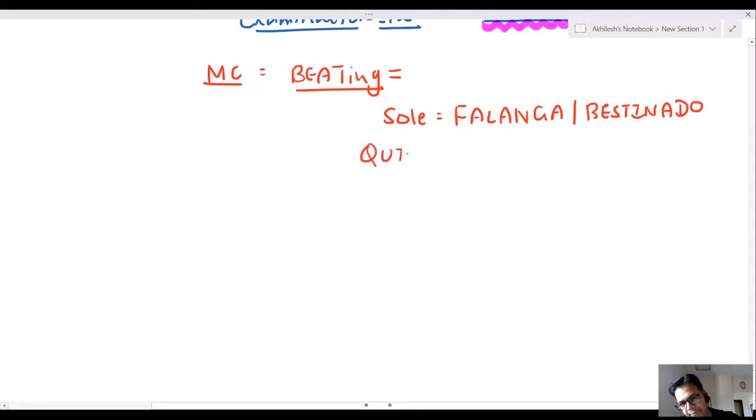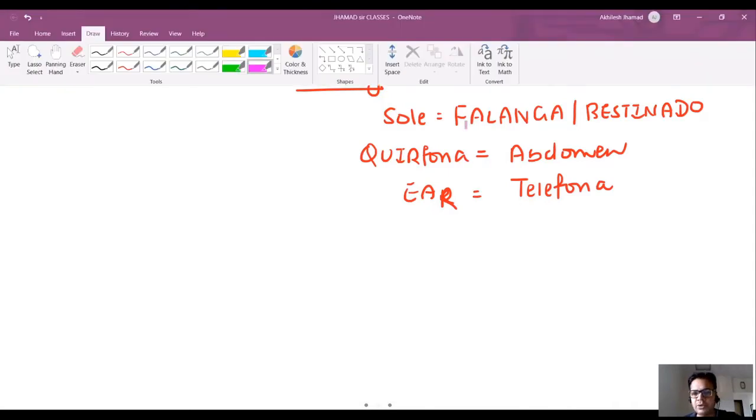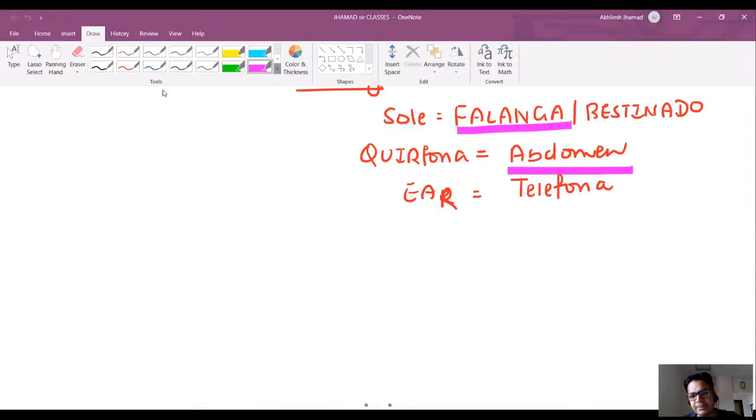Quirafona is beating on the abdomen. Beating on the ear or slapping on the ear: it's a very simple trick, on the ear we use a telephone, that becomes telephona. So again, I'm revising, my dear friend. Beating on the sole is phalanga. Beating on the abdomen is quirafona. Beating on the ear is telephona.